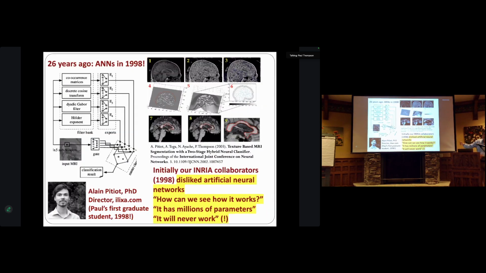So my first grad student, there he is, Alain Petiot, was working in 1998 with neural nets for finding the corpus callosum in MRI. Nowadays that's easy, it's solved. I think it's solved. So his other collaborators at INRIA in France didn't like this. They said, don't use neural networks, it's really bad. They disliked artificial neural networks. They said, well, how can we see how it works? And they said it has millions of parameters. And in modeling, you want models that have few parameters. You won't be able to understand the models.